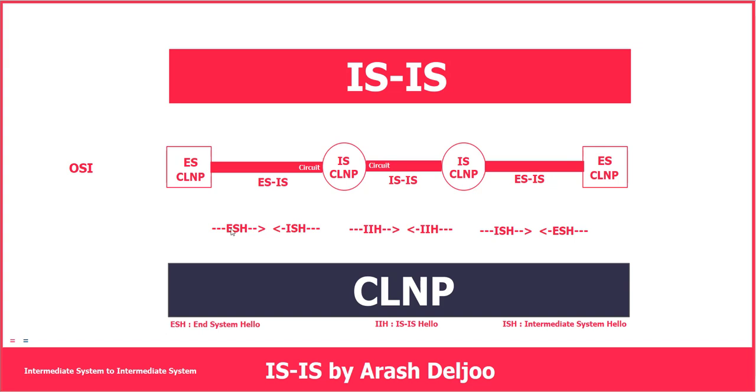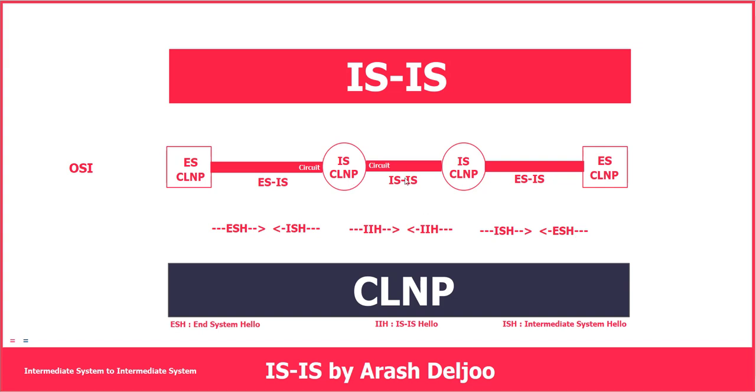The first is the ESH. ESH is the abbreviation of End System Hello. This ESH packet is used for discovering the ESs. Every ES should send one ESH at specific intervals in those days. As you can see in the picture, two ESs, the left ES and the right ES, are now sending ESH.